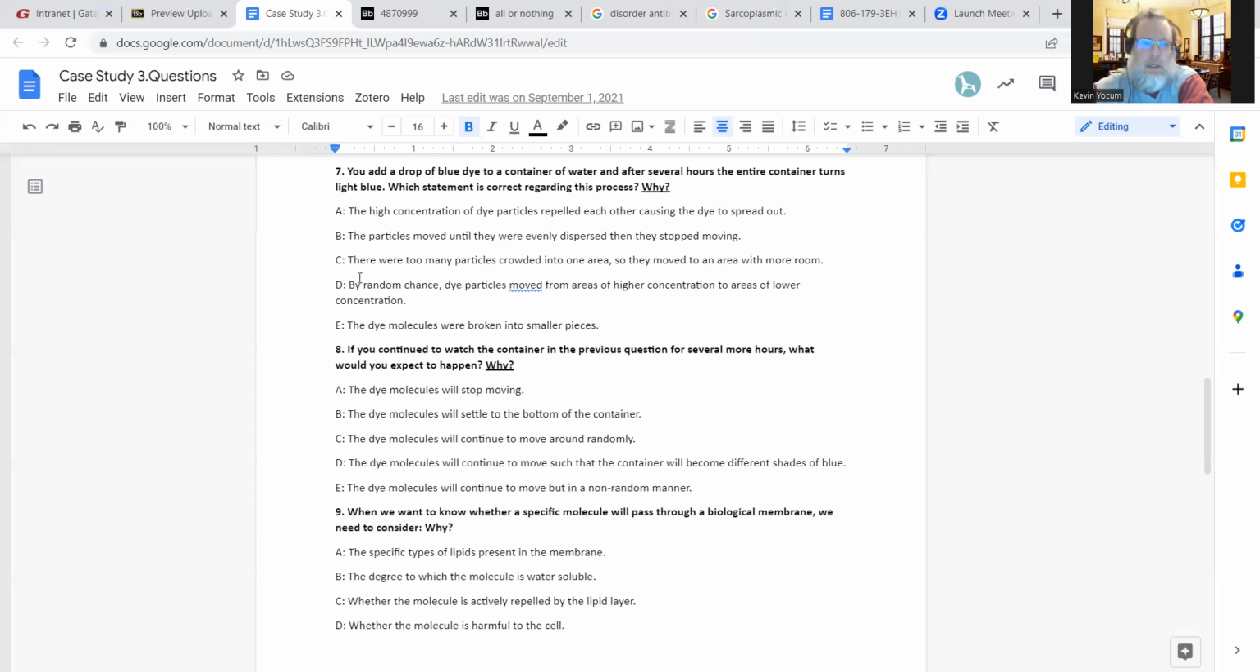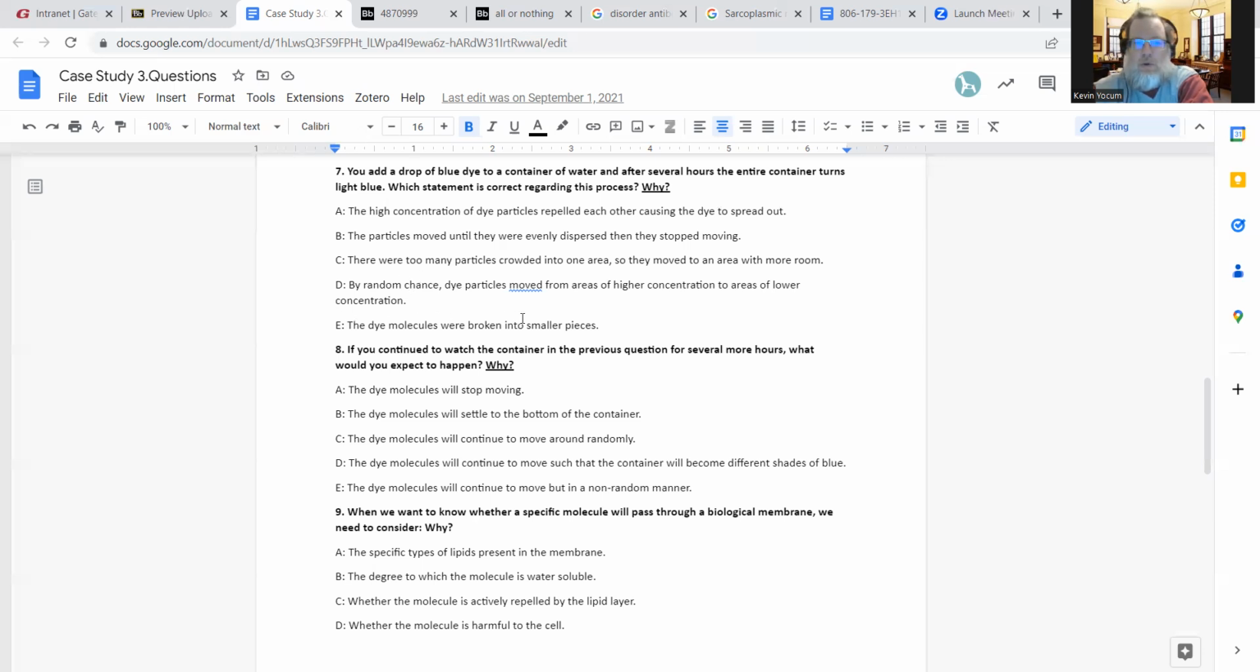So let's keep going. By random chance, dye particles move from areas of high, so this is more of a sciencey answer, higher concentration to areas of lower concentration. So this is kind of our first real answer that sounds sciencey. Let's go to the next one.